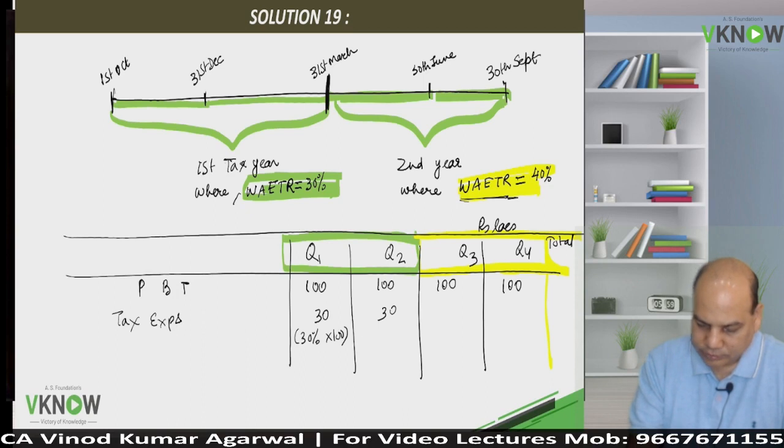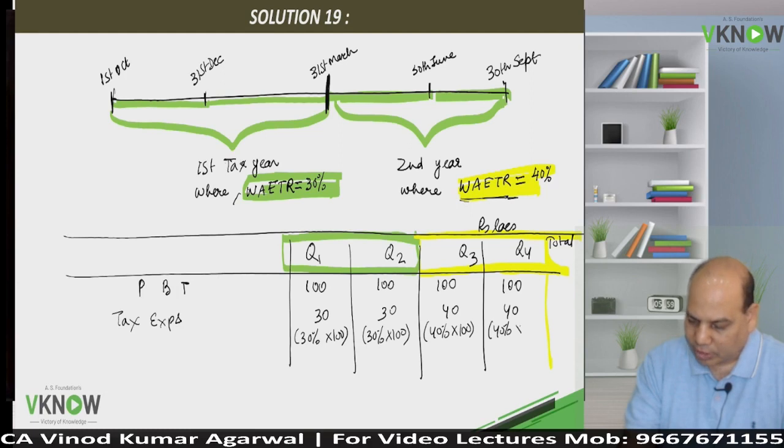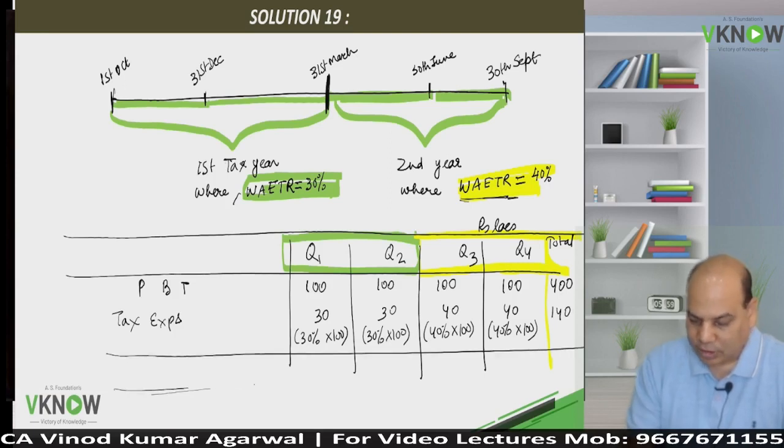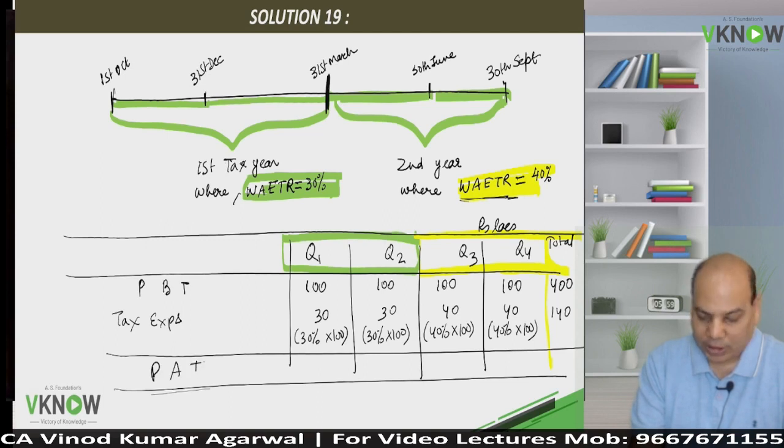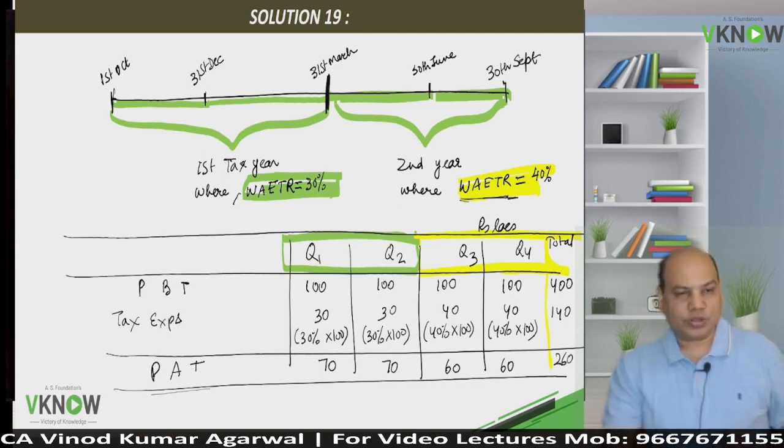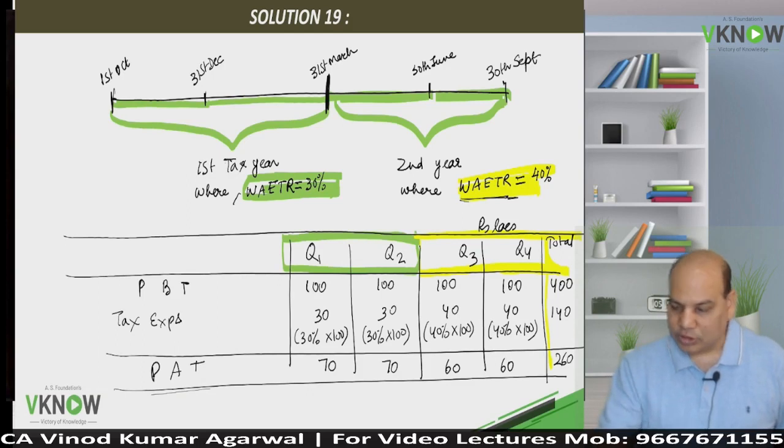30% into 100. Assuming no change in estimates, and here I will take 40 and 40 because the weighted average tax rate has changed. So my total is 400 here, but my tax expense is 140. And if they ask you to compute PAT also, then the student can write PAT also. So that comes to 260. PAT comes to 260 for the whole year, assuming no change in estimate.